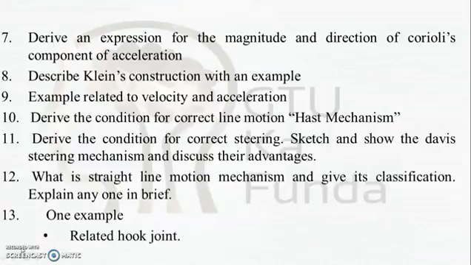marks. The next is derive an expression for the magnitude and direction of the Coriolis component of acceleration. Klein's construction will always be there. It is important. And again, the example related to velocity and acceleration diagram. There will always be an example from the velocity and acceleration diagram, which will consist of 10 to 14 marks. The velocity and acceleration diagram is very easy to draw once you go through the process of velocity and acceleration diagrams.